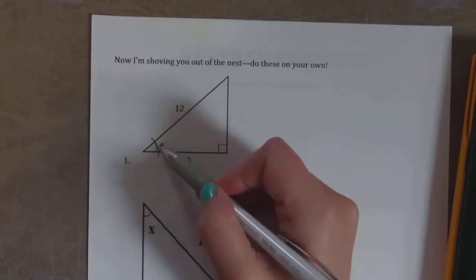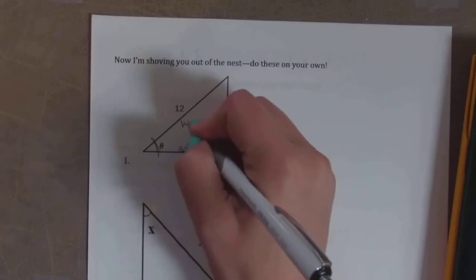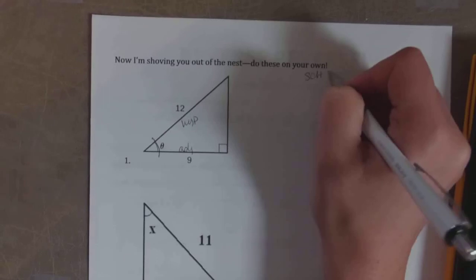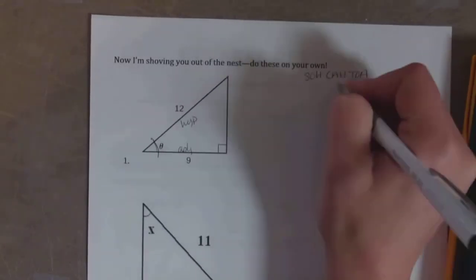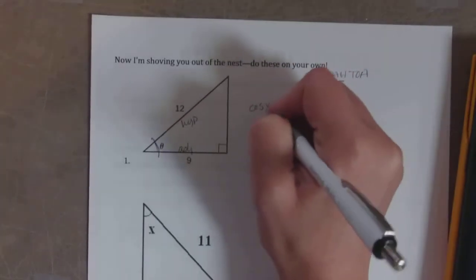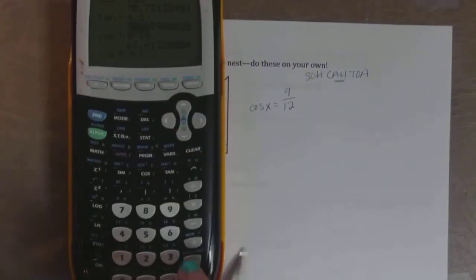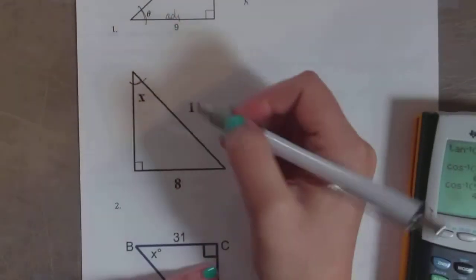Okay. Alright, so here's our reference angle that's marked with that Greek letter theta. You could just make it x, doesn't really matter. This is the adjacent side, this is the hypotenuse. So we are using the cosine. I didn't write SOHCAHTOA down. Shame on me. Alright, so the cosine of x equals 9 over 12. Let me put it in my calculator. 9 divided by 12. Boom, 41 degrees. X equals 41 degrees. Okay. See, it's not bad at all.